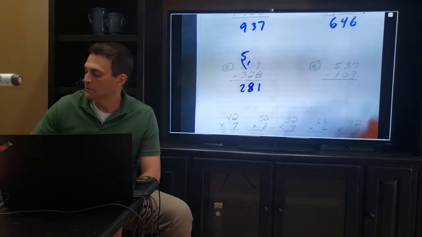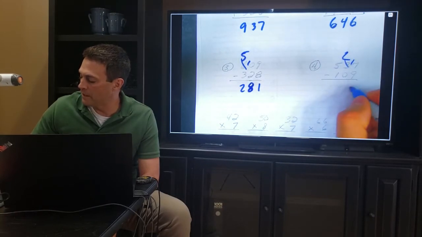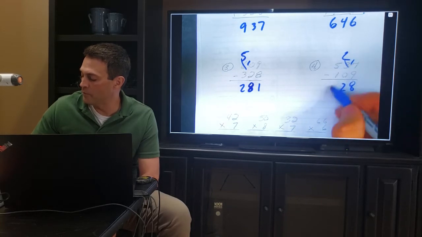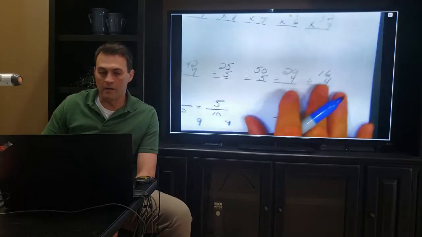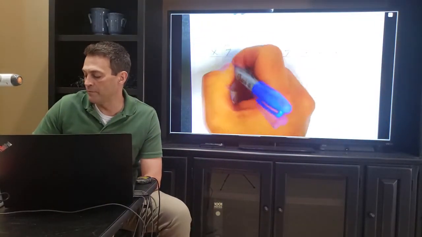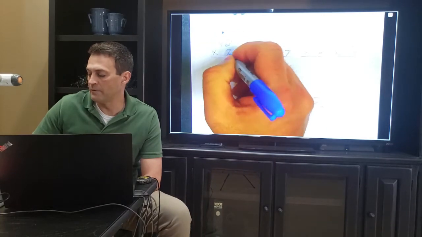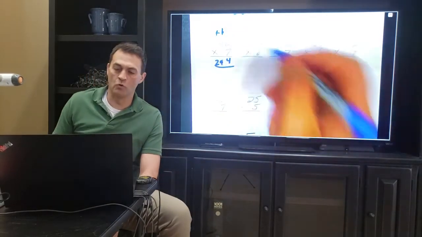Alright. Borrow from 3. 3 becomes 2. 7 becomes 17. 17 minus 9 is 8. Bring down 2. 2 minus 0 is 2. And 5 minus 1 is 4. 428. Alright. 42 times 7. Old school. 2 times 7 is 14. Carry the 1. 7 times 4 is 28. Plus 1. 29. New school.